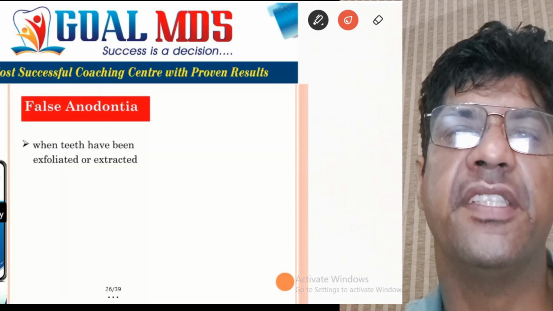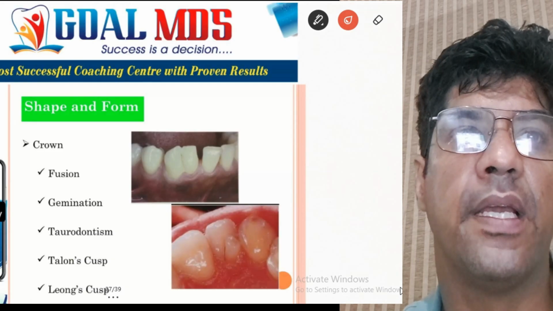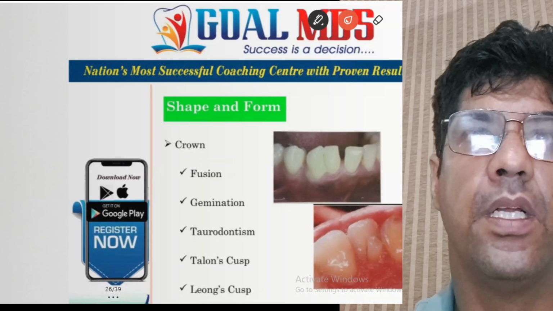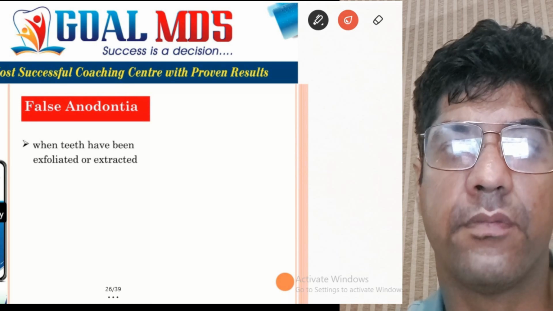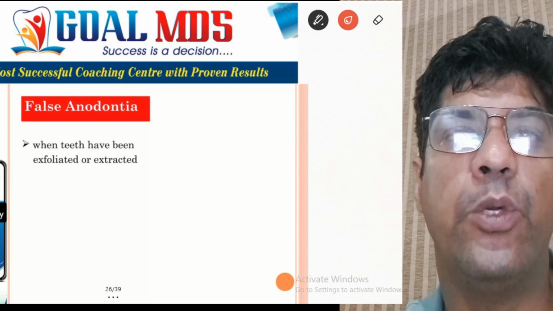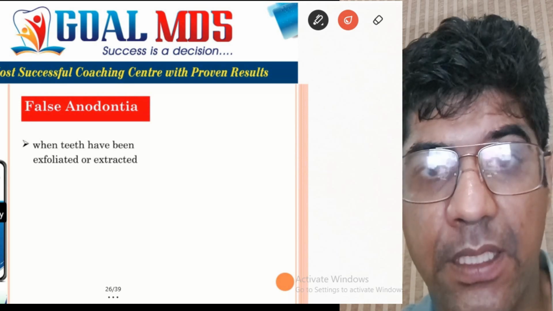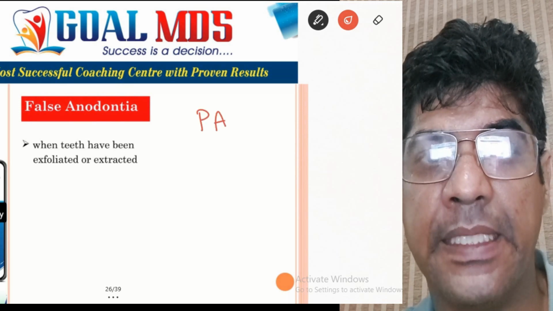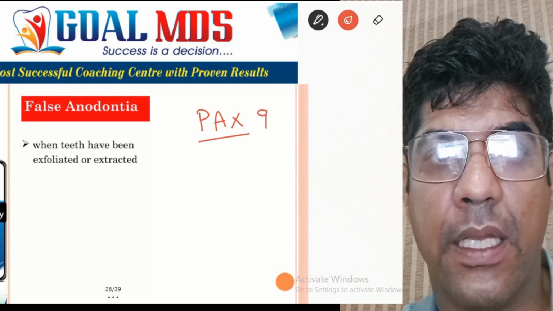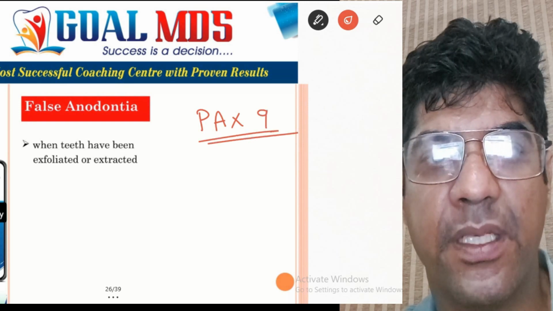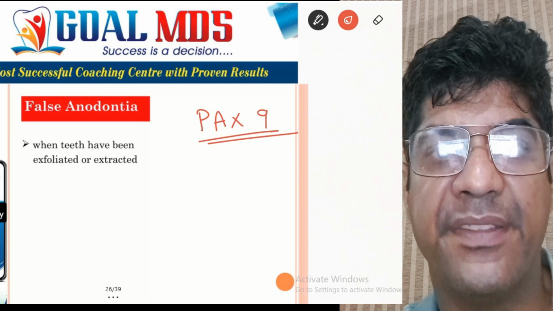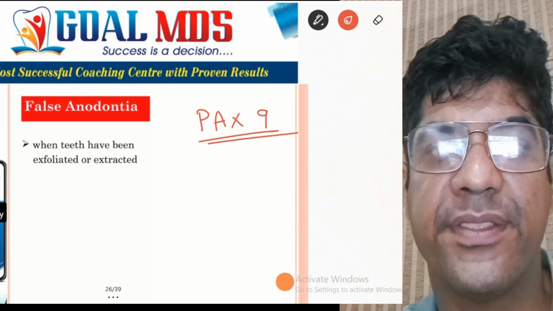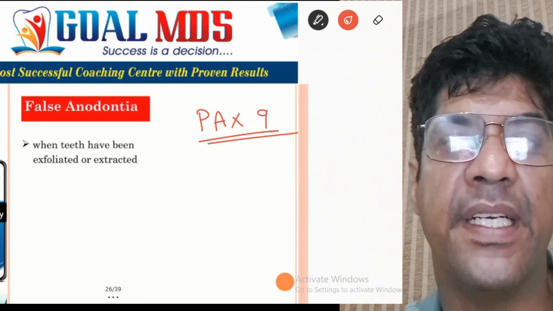Now let us discuss the gene mutations. There are certain gene mutations that can lead to different patterns of missing teeth. The first is the PAX9 gene. It mostly affects the permanent molars. Severe cases include missing primary molars, second premolars and central incisors.